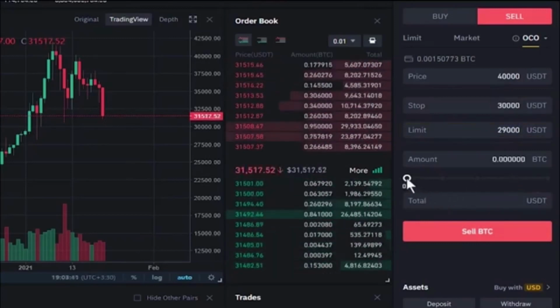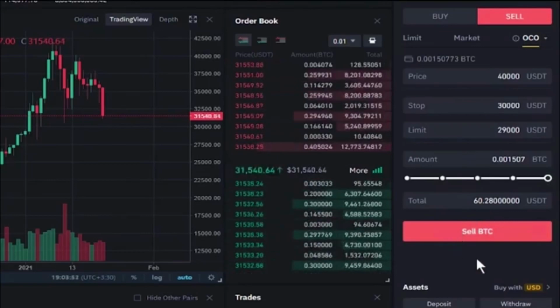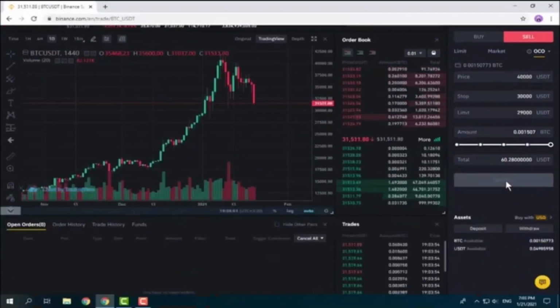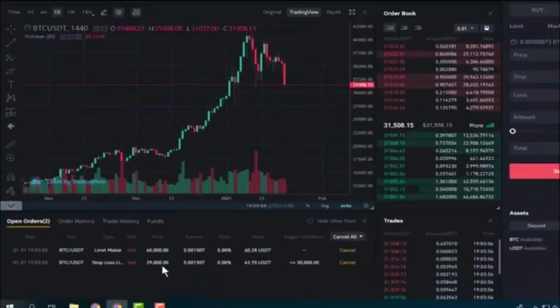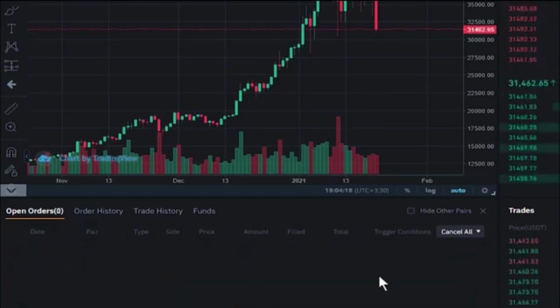Here we set the amount. I set it 100% of my available Bitcoin. And by clicking on Sell BTC, the orders are placed here. Pay attention that when any of these orders is triggered, the other order will be canceled automatically. And if you cancel one of them, for example, if I cancel this one, you see that the other order also will be canceled.